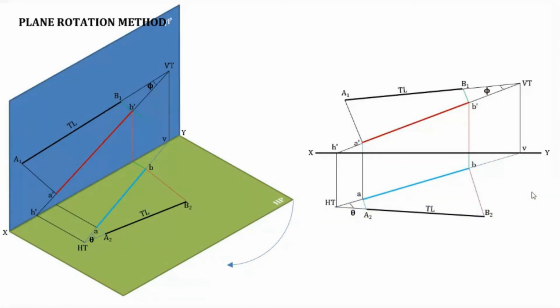In this case, this distance A dash B dash is the front view, and AB is the top view, and A2 B2 is the true length, A1 B1 is also the true length. This is the vertical ray V and H dash HT, and here you will get theta, the true inclination with the HP, and here you will get the true inclination with the VP. This is the condition. Now in this figure, this distance should be equal to this distance.